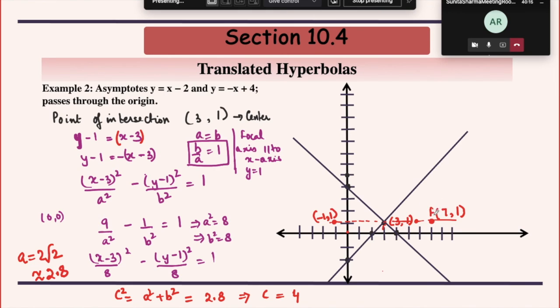So this is your focus, and this is the center. This is one vertex, say I call it V2. Coordinates of V2 will be 3 plus 2 root 2 comma 1. The other vertex is 3 units approximately to the left side, so somewhere here. Okay, you will have V1. V1 has coordinates 3 minus 2 root 2 comma 1.